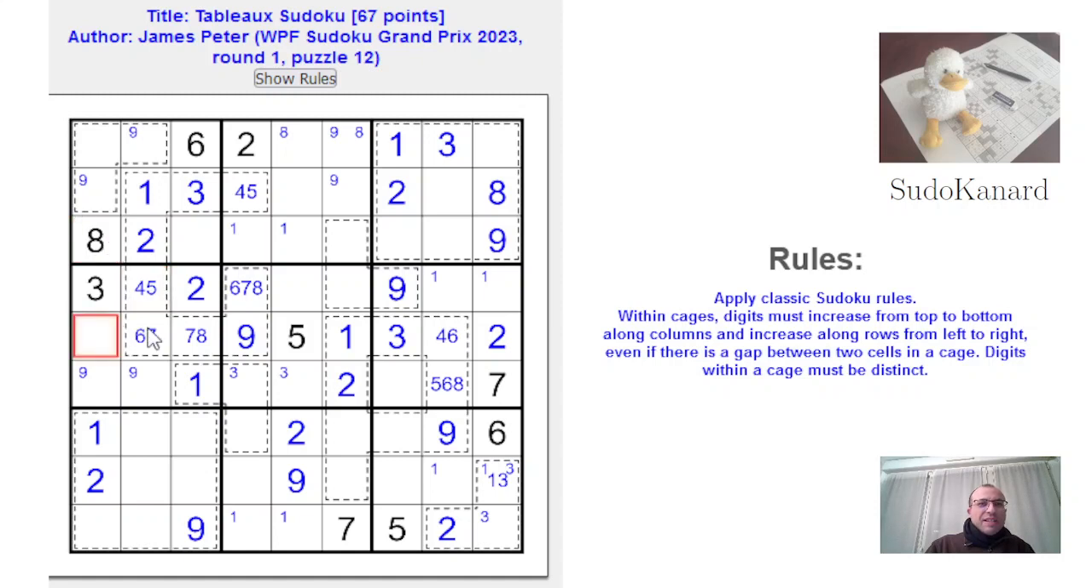Oh, and 8 is not here, 8 is not here. So on the row, 8 can only be here. And I can remove this option. So this is from 4, 6, and 7. So 7 is not in here. That's nothing new.